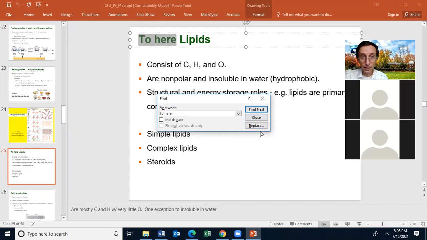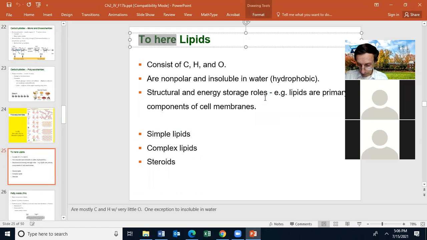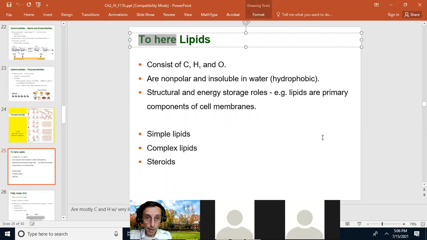So lipids consist of carbon, hydrogen, and oxygen, but they don't have much oxygen. Lipids typically are nonpolar and insoluble in water. We call them hydrophobic. They don't dissolve in water. There is one exception, but all the other lipids are hydrophobic. Lipids have structural and energy storage roles in cells. Lipids are primarily the components of cell membranes. And as you know, if you eat too much food, it'll be stored down as lipids, and we call that fat. Any question about any of that?